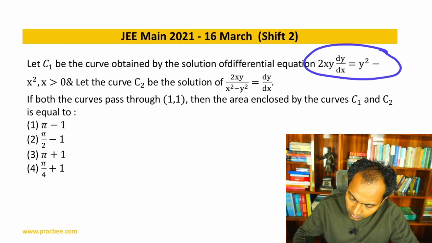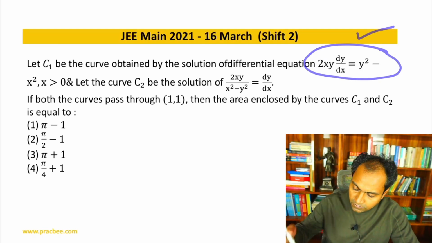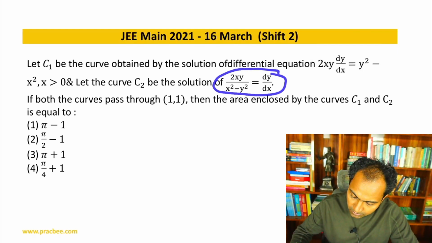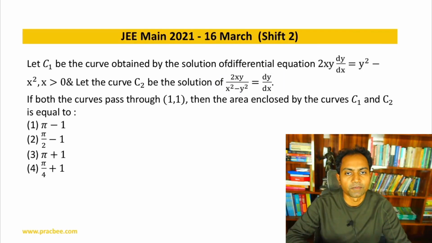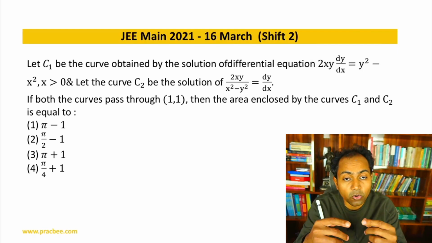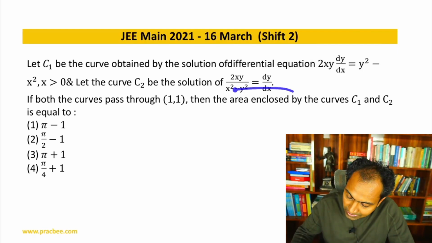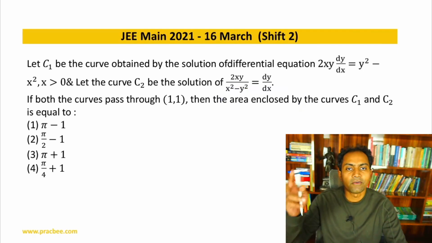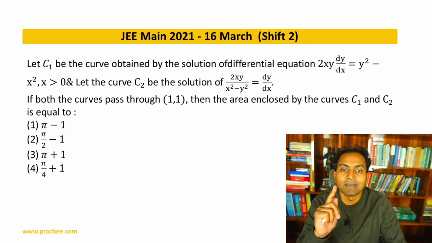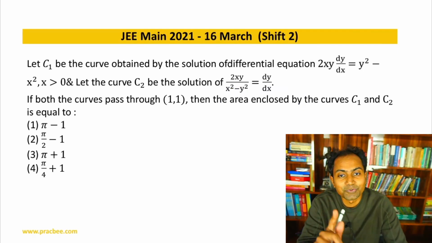It is given in the form of a differential equation. I need to get it. This is the first part. Second is I have been given a curve 2. I have to get this. This is my second part. And then once I have got both of these curves, I need to figure out the area enclosed between them. Okay, so I will have to solve 2 differential equations and then find the area enclosed between them.